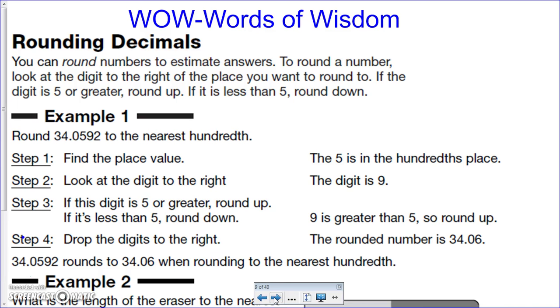If this digit is 5 or greater, round up. If it's less than 5, round down. So 9 is greater than 5, so we're going to round the 5 up. Then we're going to drop off the digits to the right of the 5. So the rounded number becomes 34 and 600ths. So 34 and 592 ten-thousandths rounds to 34 and 600ths when rounding to the nearest hundredth.